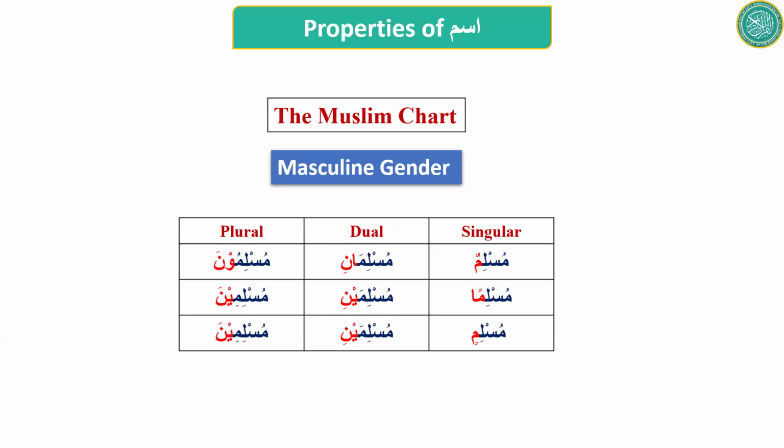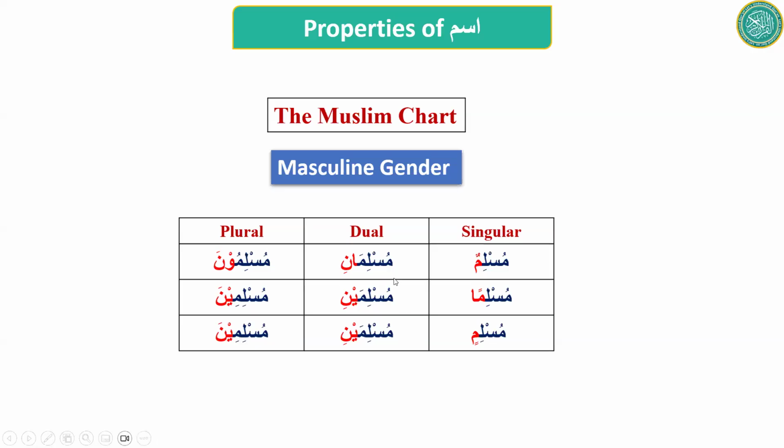There are 3 columns in this chart: a singular column, a dual column, and a plural column. The word is Muslimun. Muslimun means one Muslim. And it has 3 forms: Muslimun, Musliman, Muslimin. All 3 mean the same: a Muslim, a single Muslim.